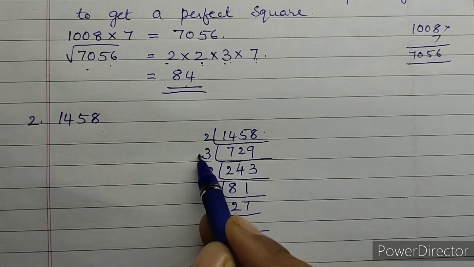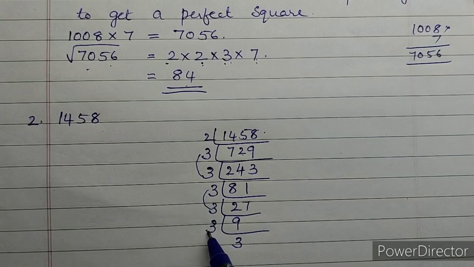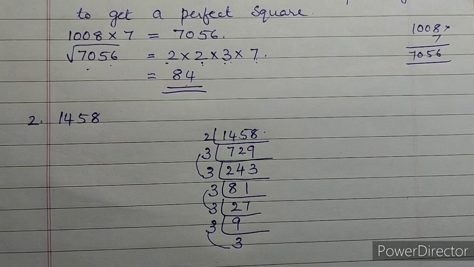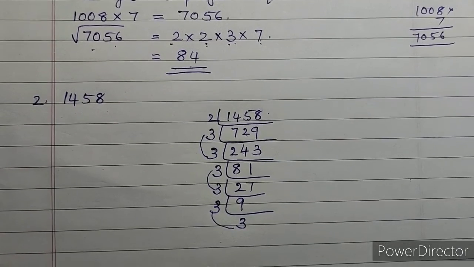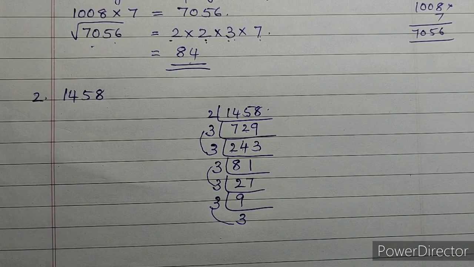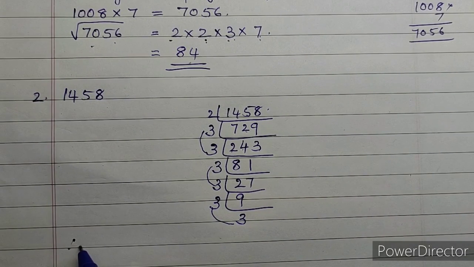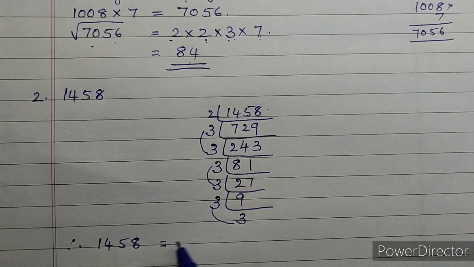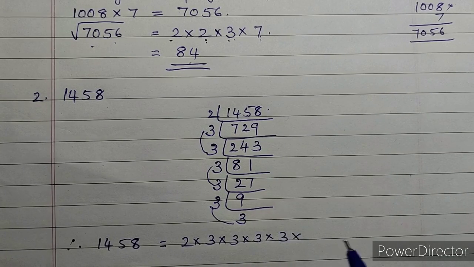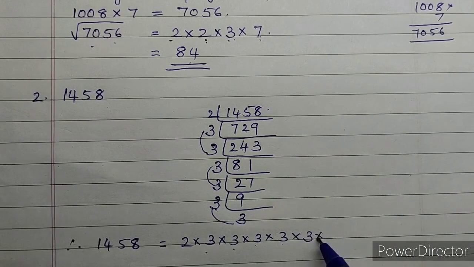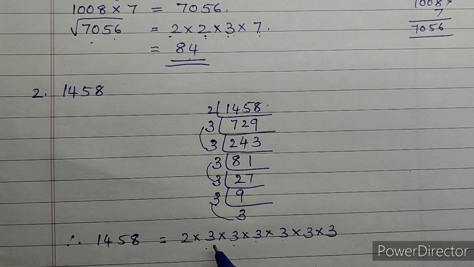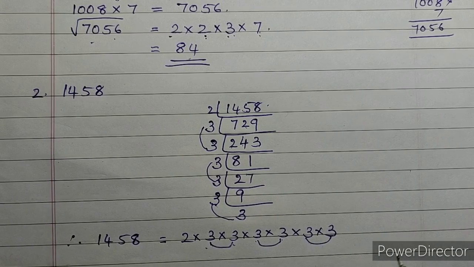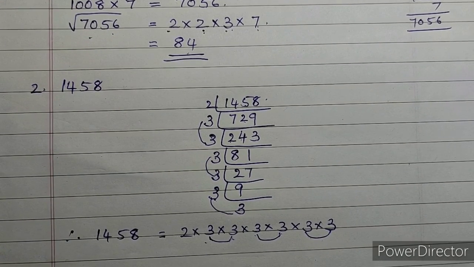So here only you can see, you can make it pair. So you see 1 pair, 2 pair, 3 pair. So 1, 2 extra. So which number you have to multiply? You have to multiply with 2 only. So you just write that. Therefore 1458 equals 2 into 3 into 3 into 3 into 3 into 3 into 3. 1, 2, 3, 4, 5, 6. So pairing, you have paired now, 1, 2 is extra.